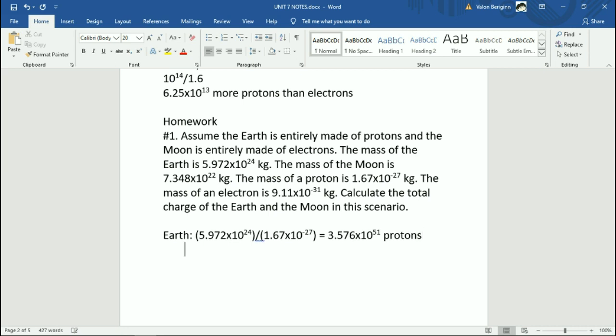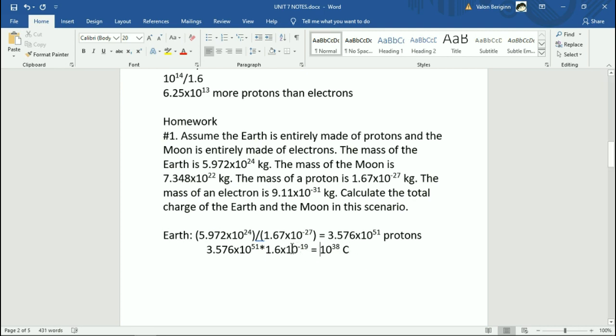So therefore, the total charge would be that many protons times the charge of one proton. So 1.6 times 10 to the negative 19. So again, exponents, you're multiplying now. So 10 to the 51 times 10 to the negative 19. So 51 minus 19 gives you 38. Yes. 38 coulombs.